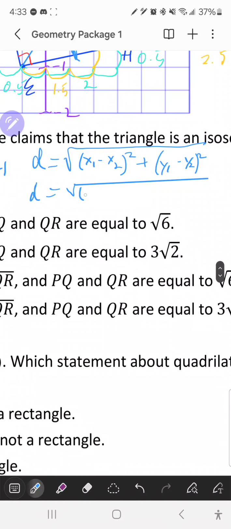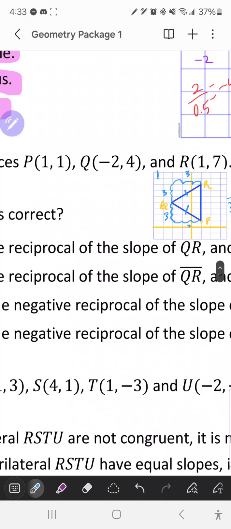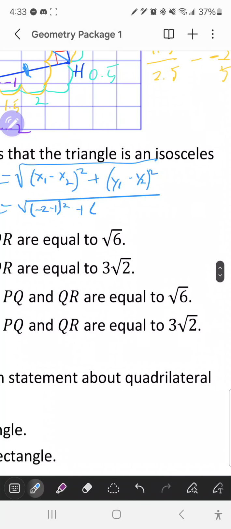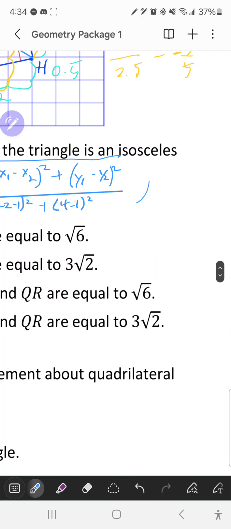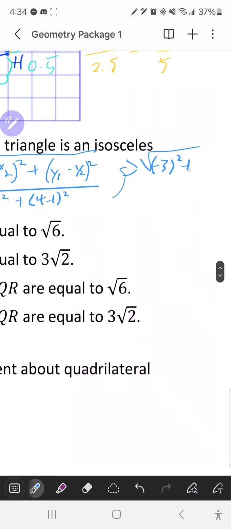-2 minus 1, -2 minus 1 square plus 4 minus 1 square, and this is going to be equal to the square root of -3 square plus 3 square. So -3 square is going to be 9, positive, since negative times negative is positive, so -3 times -3 is 9, and 3 times 3 is also 9, and so it will be the square root of 18.